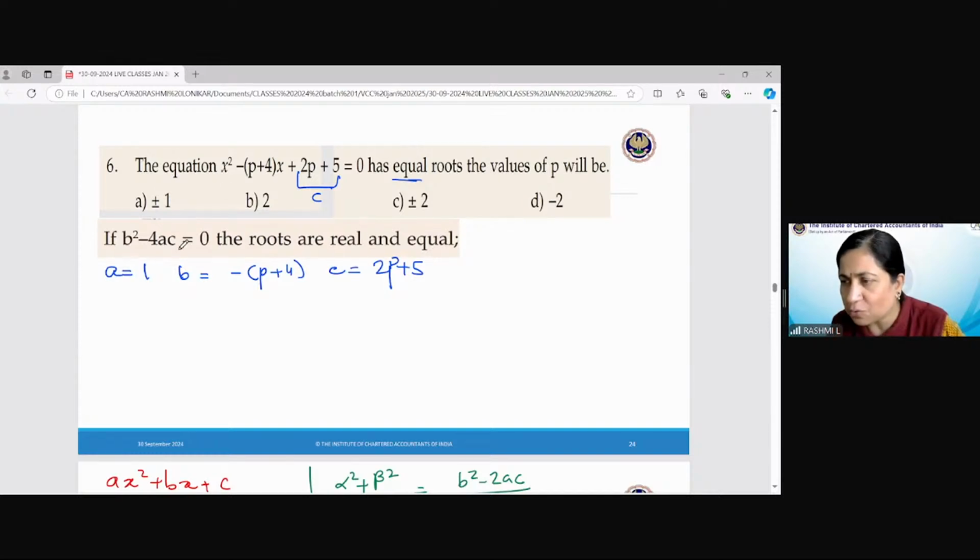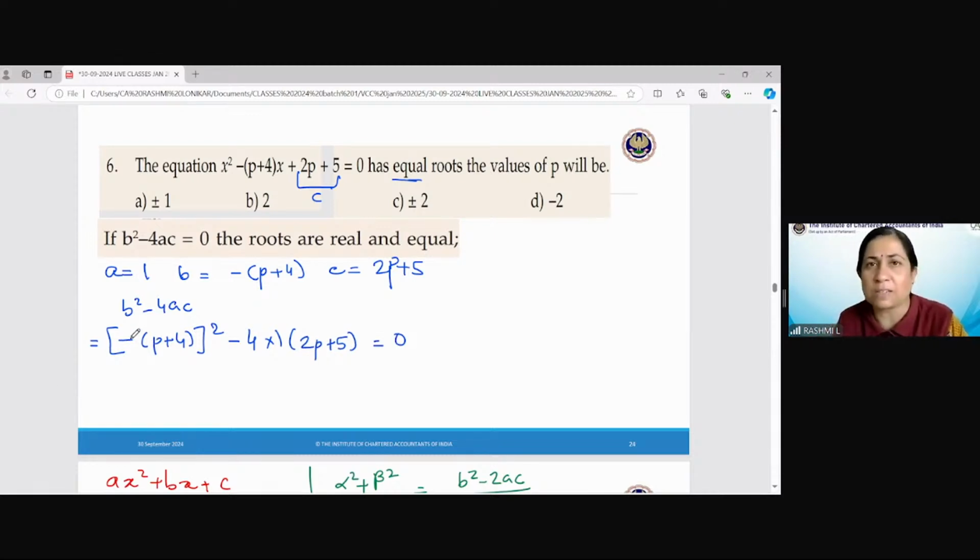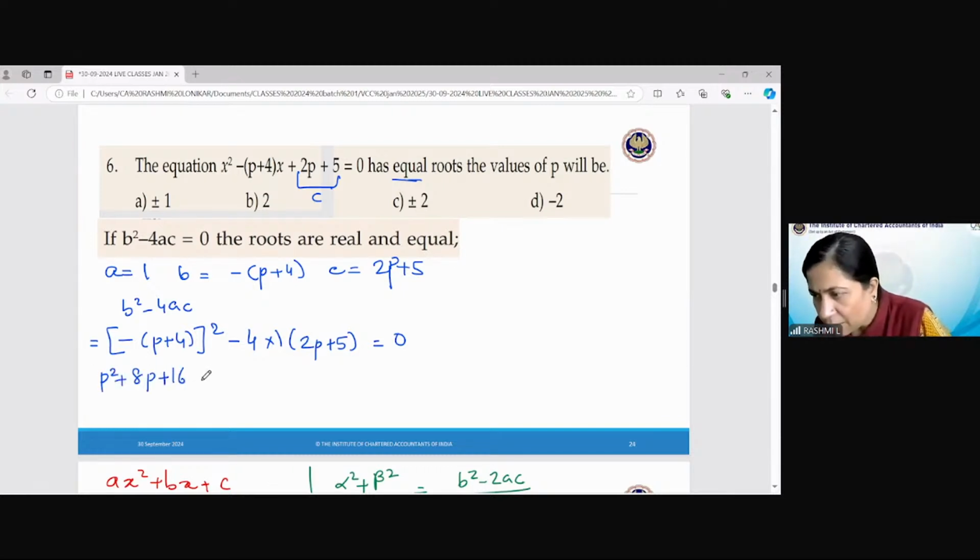No, b square minus 4ac equal to 0. b is how much? Minus this thing. So I'm going to substitute b square minus 4ac. b square is minus of p plus 4 whole square minus 4 into a is 1 into 2p plus 5 is equal to 0. Now I have minus square, so minus minus becomes plus. P plus 4 whole square is p square plus 8p plus 16, okay, minus 8p. 4 into 2p is 8p minus 4 into 5 is 20 is equal to 0.